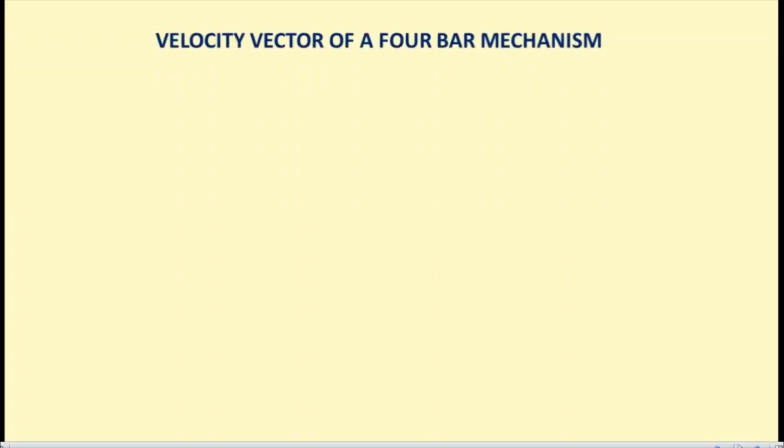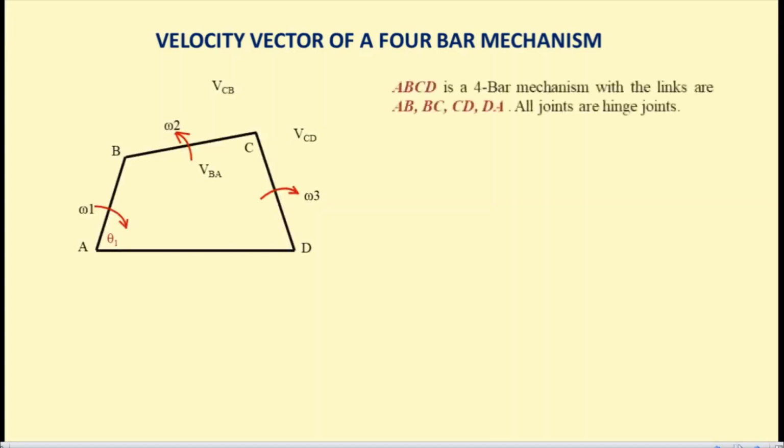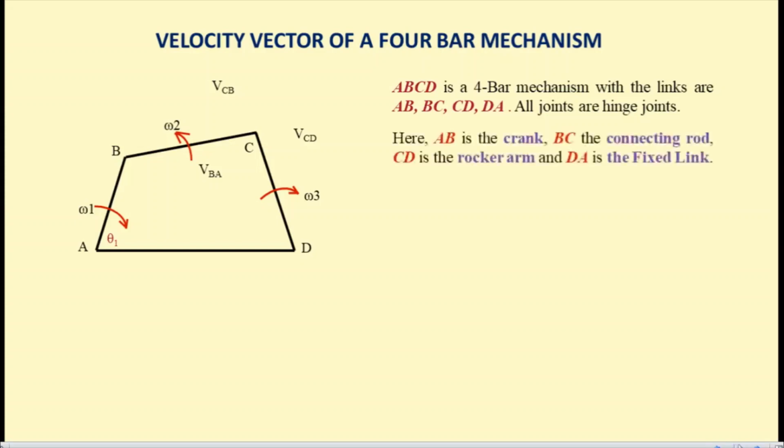And today in this video we are going to discuss the details of the 4-bar mechanism, especially the velocity vector and velocity analysis. And we will try to solve a numerical problem on this 4-bar mechanism relative to velocity vector and velocity analysis. Now over here we see that ABCD is a 4-bar mechanism with the links AB, BC, CD, and all the joints, that is at points A, B, C and D, are hinge joints.